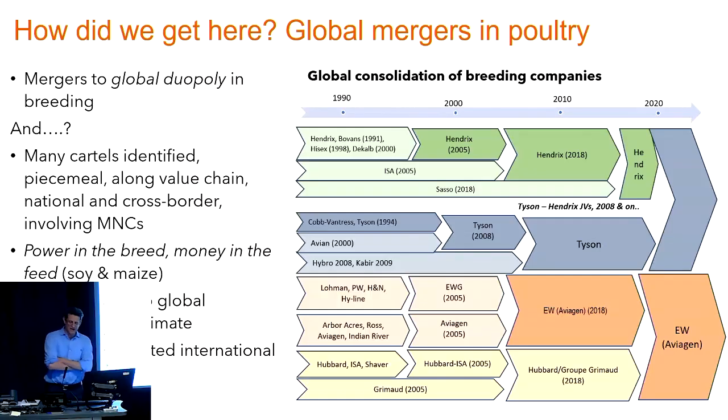And there's a joint venture. Hendrix is a Dutch company, and it's a joint venture for breeding stock with Tyson. So there's a global duopoly, and they look like they're 50. So the referees have been sleeping, right? The referees have been sleeping. Which referees approved these mergers?